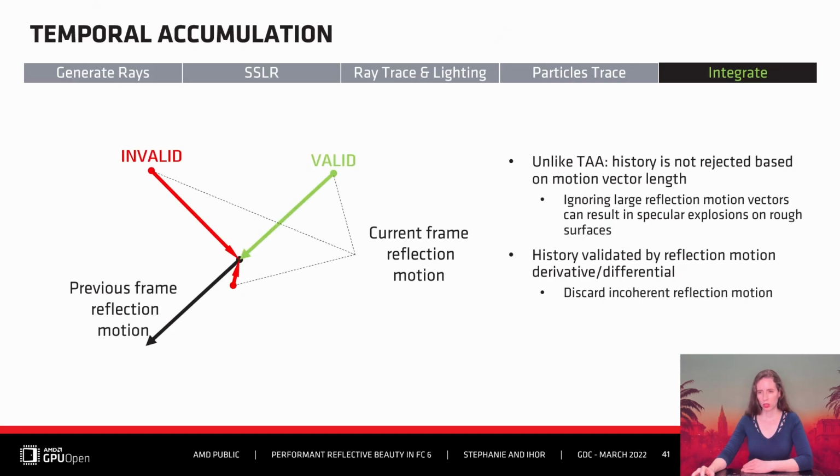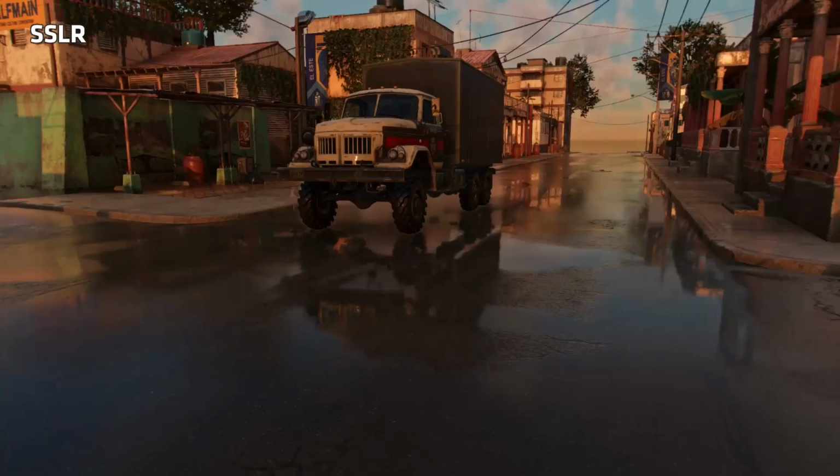With the reflection motion, we can now do temporal accumulation. Unlike TAA, reflection history is not rejected based on motion vector length. In fact, ignoring large reflection motion vectors can result in specular explosions on rough surfaces. Instead, we need to validate the reflection history using the motion derivative. We discard incoherent reflection motion.